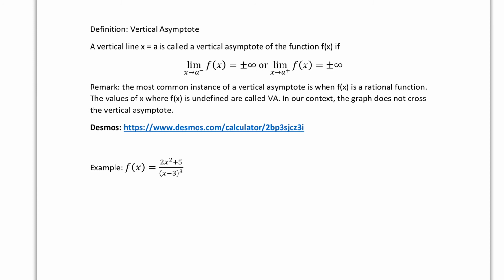The values of x where f is undefined, of course, are called the vertical asymptote. That's where you find your vertical asymptote. And in our context, this is important, in our context, the graph does not cross the vertical asymptote. There are crazy graphs out there where you can cross vertical asymptotes, and I'm going to show you one right now because it's an important concept to be aware of.